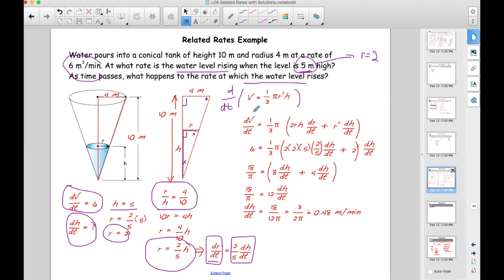So the left side becomes dV/dt. I'm going to view this as a constant, right? There's the constant, so 1/3 π times. And now this piece is a product, so I'm going to have to use the product rule. The derivative of r², starting with the r² piece, with respect to time is 2r dr/dt, and then I need to times by h. Plus, there's r², and now I need to multiply by the derivative of h with respect to time. That's just going to become dh/dt.